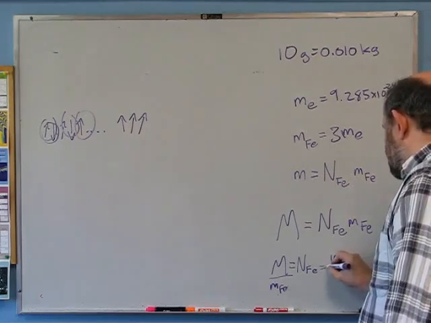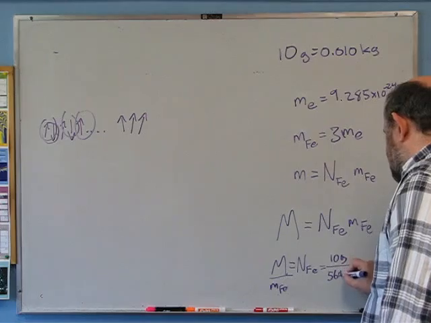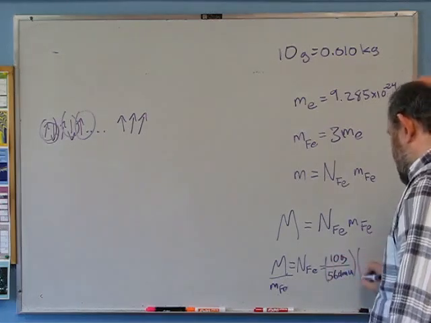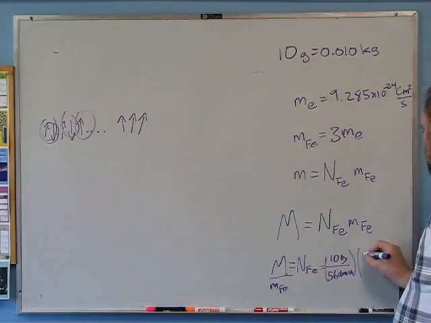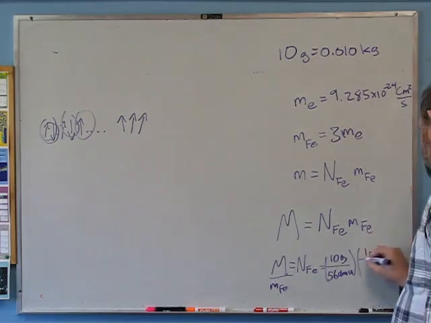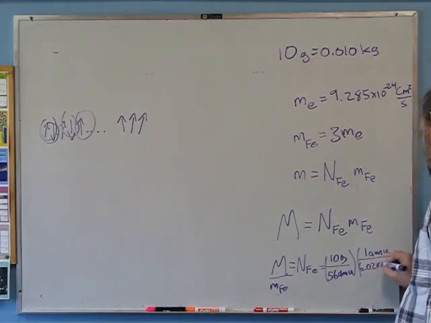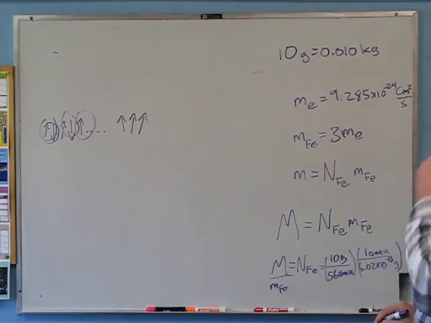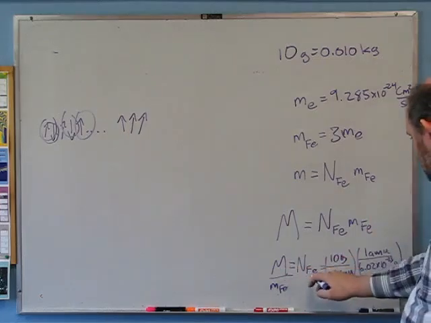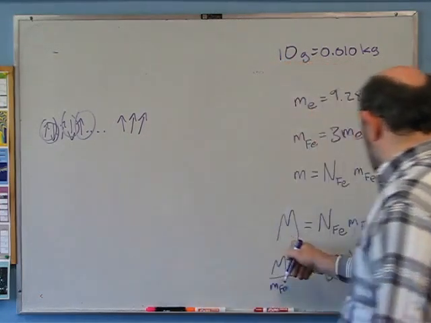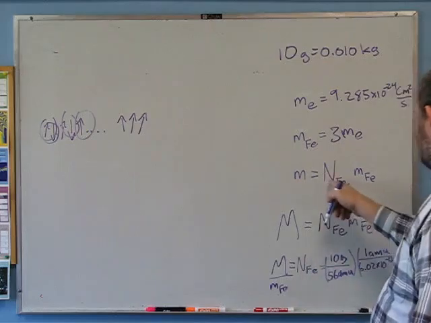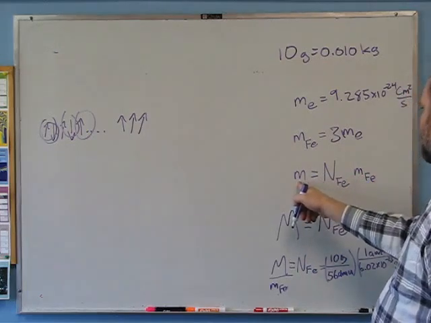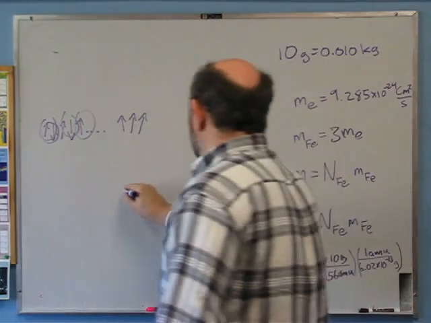So N_Fe is equal to M over M_Fe, which is equal to 10 grams divided by 56 atomic mass units, and I'm going to stay in grams for reasons. This is actually a number you know, because it's Avogadro's number: one atomic mass unit is 6.02 times 10 to the minus 23rd grams, right? So now I know the number of iron atoms.